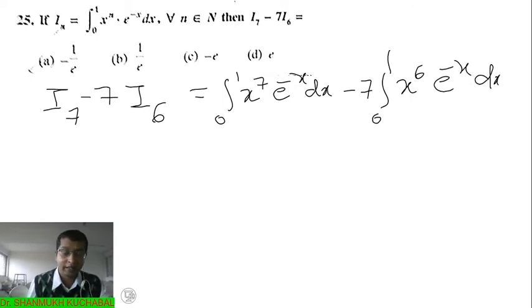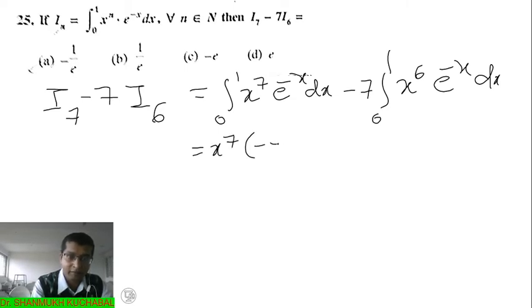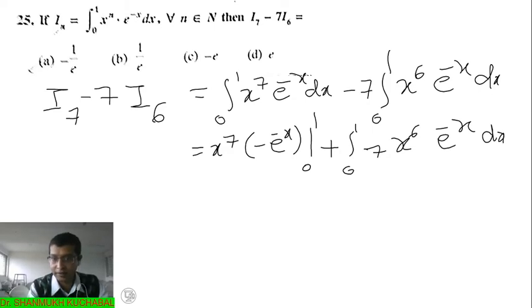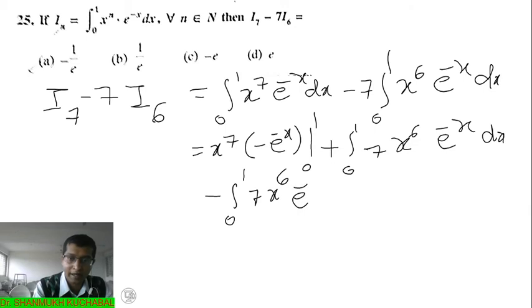So further, integration by parts we have to use. We get x raised to 7 into minus e raised to minus x from 0 to 1: first function as it is, second function integration, plus first function differentiation, second function integration, into dx. Further, integrating the second part, it is minus the integral from 0 to 1 of 7 x raised to 6 e raised to minus x dx, minus... we get x raised to 7 e raised to minus x. The limit is from 0 to 1.